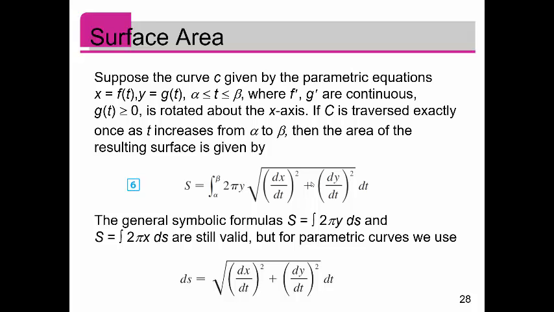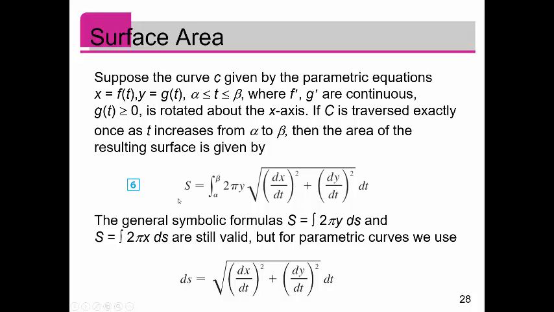So the general symbolic formula, surface area is 2 pi y ds. And S here is equal to 2 pi x ds are still valid, but for parametric equations, we just replace that ds. And the 2 pi x here is when you go around the y-axis. But the parametric equations we use here, ds, is just this arc length formula here, or the formula in the inside part of the arc length integral. All right, so just as we've done in the last two examples, it's just following along this formula here to find the surface area.